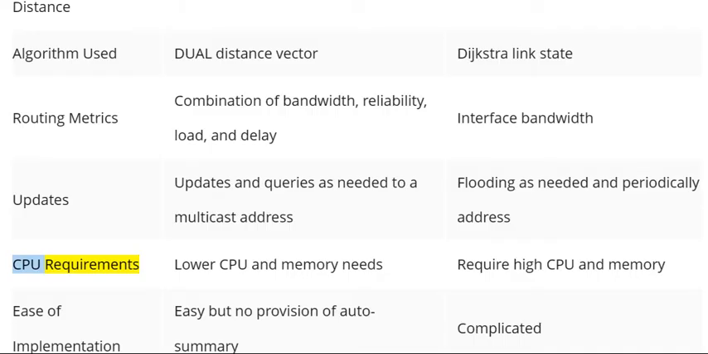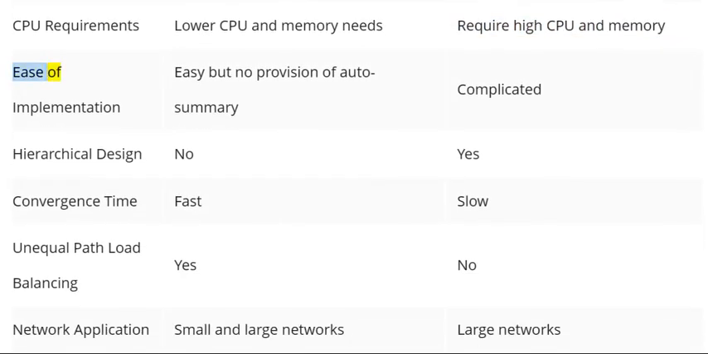CPU requirements: EIGRP has lower CPU and memory needs; OSPF requires high CPU and memory. Ease of implementation: EIGRP is easy but has no provision of auto-summary; OSPF is complicated. Hierarchical design: EIGRP no, OSPF yes. Convergence time: EIGRP fast, OSPF slow. Unequal path load balancing: EIGRP yes, OSPF no. Network application: EIGRP small and large networks, OSPF large networks.